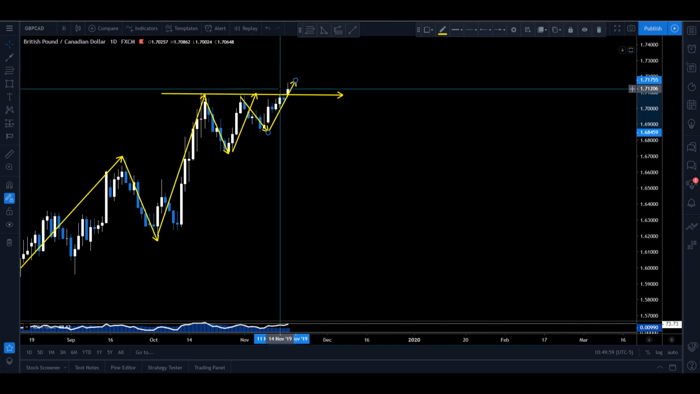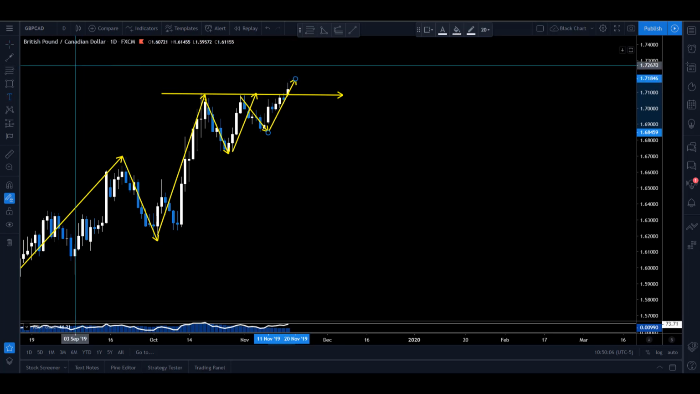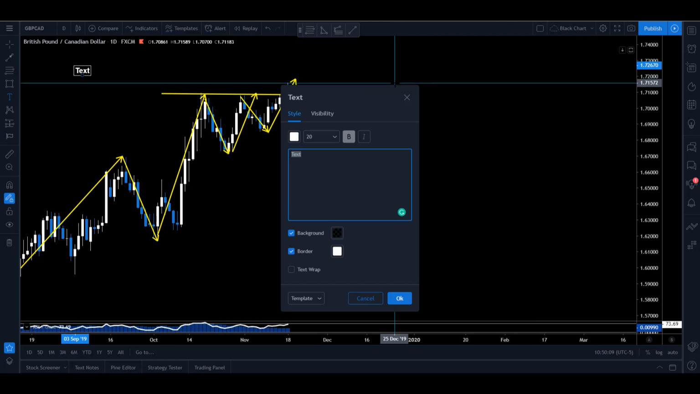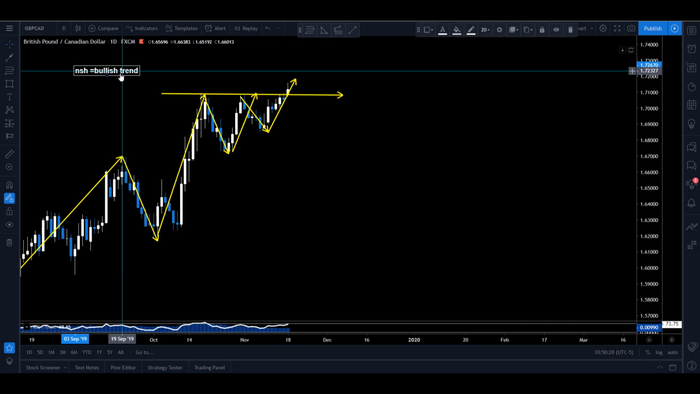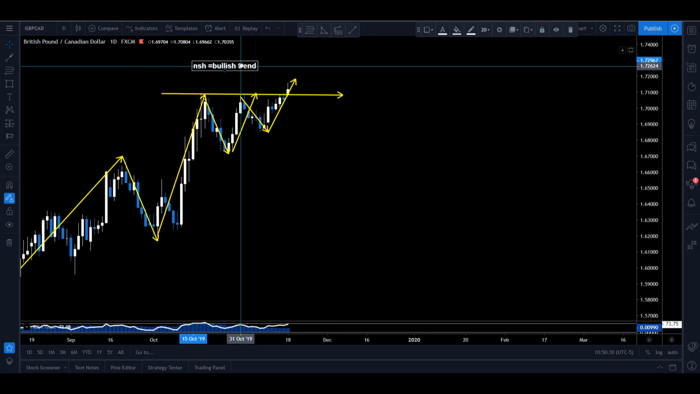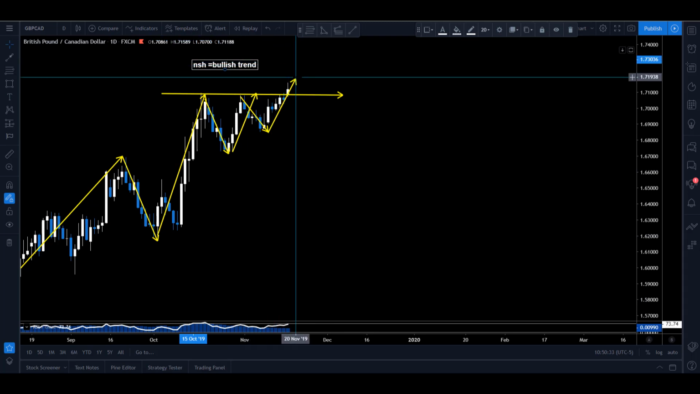But the point is, when I see something like this, if we get a daily close, it confirms a bullish trend, right? So I look at this and I say, new structure high equals confirmation of bullish trend. If we have a confirmation of bullish trend, can I then make the prediction that we're more likely to go up or down?